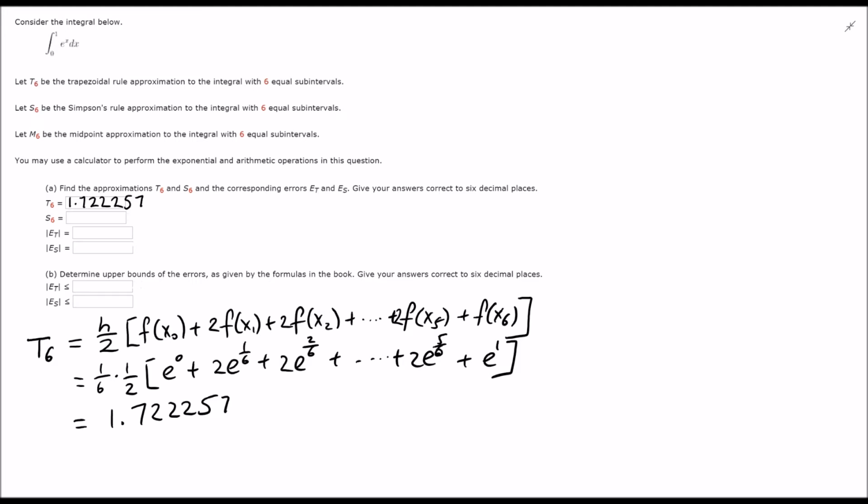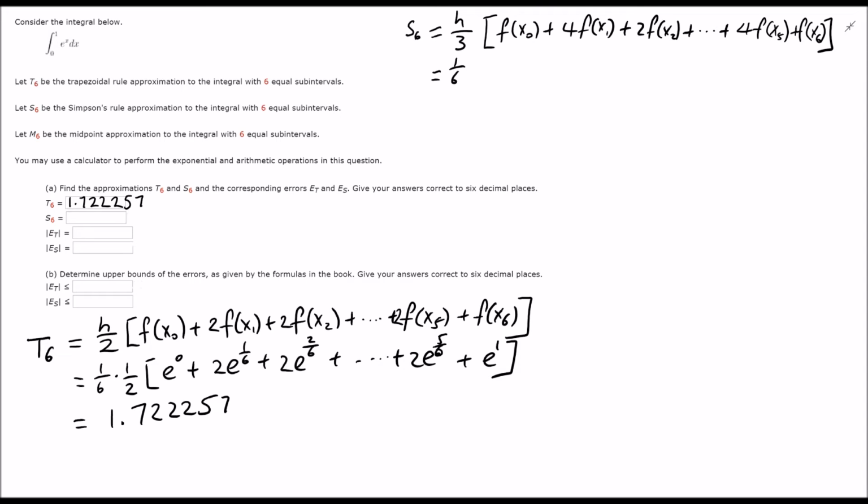And then we move on to Simpson's rule, which is using curvature to approximate every 2 bins. Simpson's formula, S6, equals the bin width h divided by 3 times f(x0) plus 4 times f(x1) plus 2 times f(x2), alternating 4 times, 2 times, until 4 times f(x5) plus f(x6).